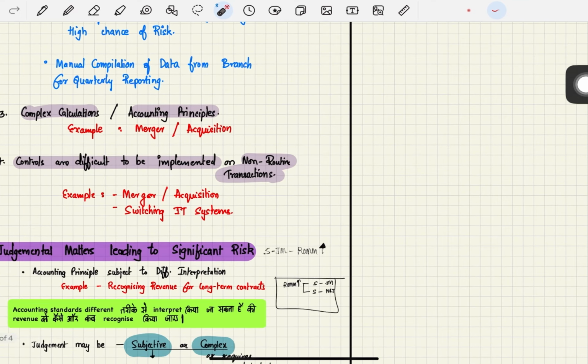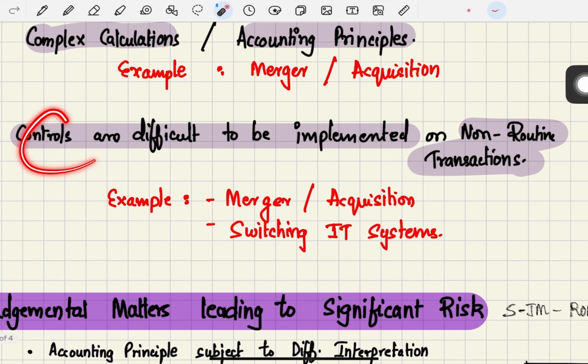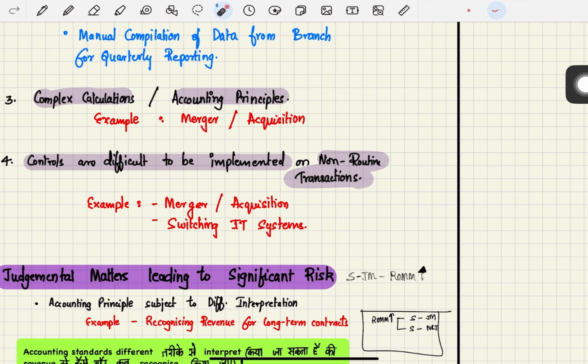Next, in case of complex calculations or accounting principles, like in a merger or acquisition, there are complex calculations and accounting principles involved. Those will also be considered non-routine transactions. Mergers and acquisitions don't happen every day, so it is a non-routine transaction. Next, controls are difficult to implement on non-routine transactions like merger, acquisition, or switching IT systems. For example, if you want to switch from your current IT system to another, the controls cannot be easily implemented on them.